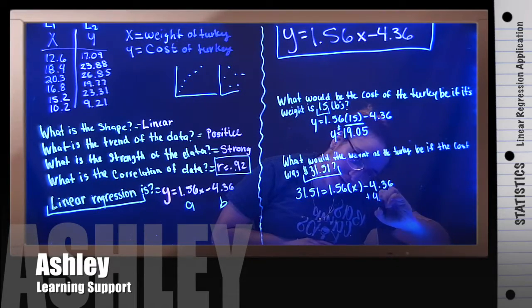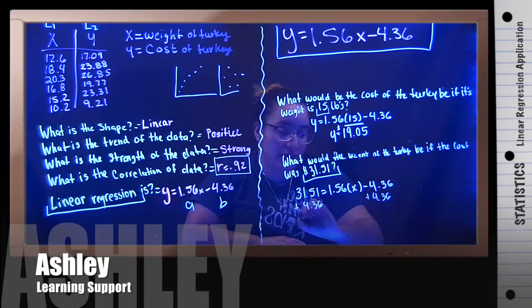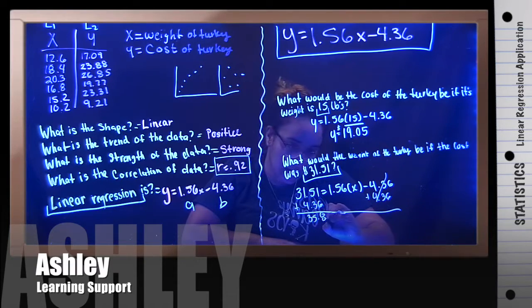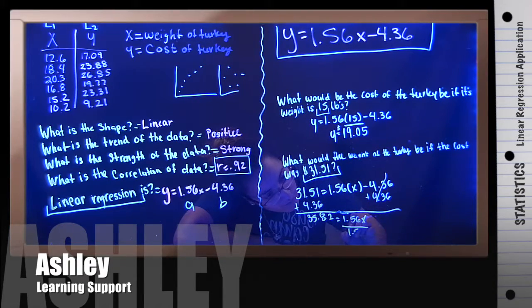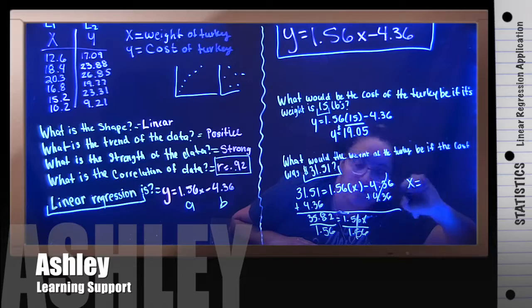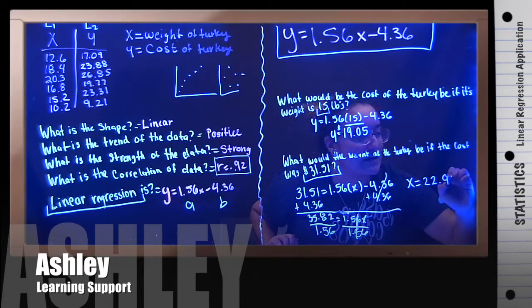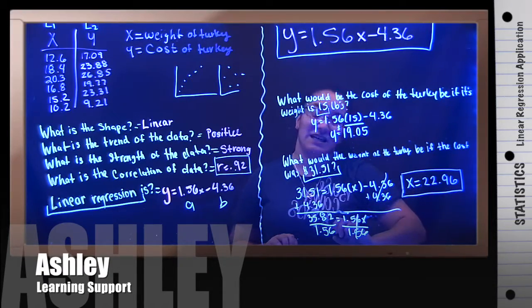So you're going to add 4.36 to both sides of the equation. And that would cancel out, and that would equal 35.87 equals 1.56X. Now you want to divide by 1.56. That cancels out. And what you do to one side, you always have to do to the other. And that equals, when you type that into your calculator, 22.96. Now, this would be the weight of your turkey if it cost $31.51.